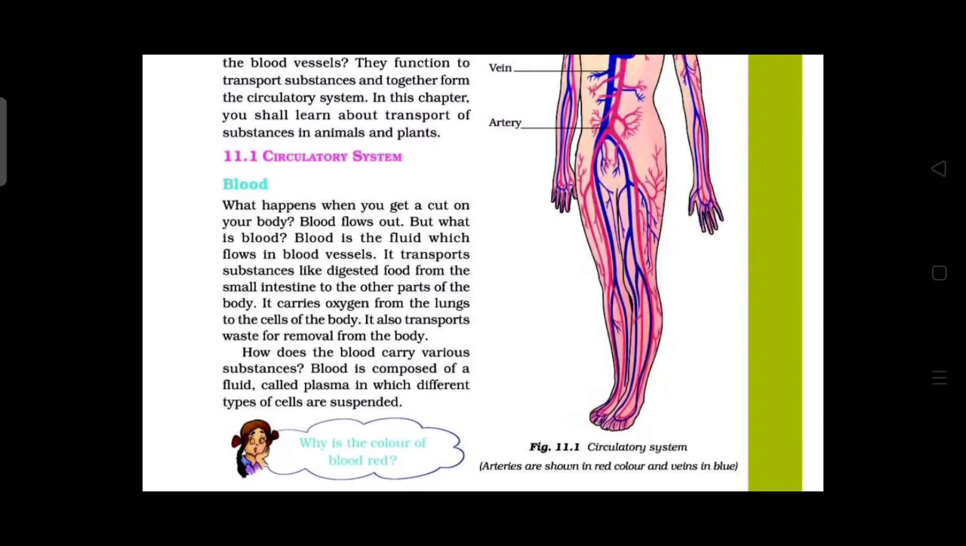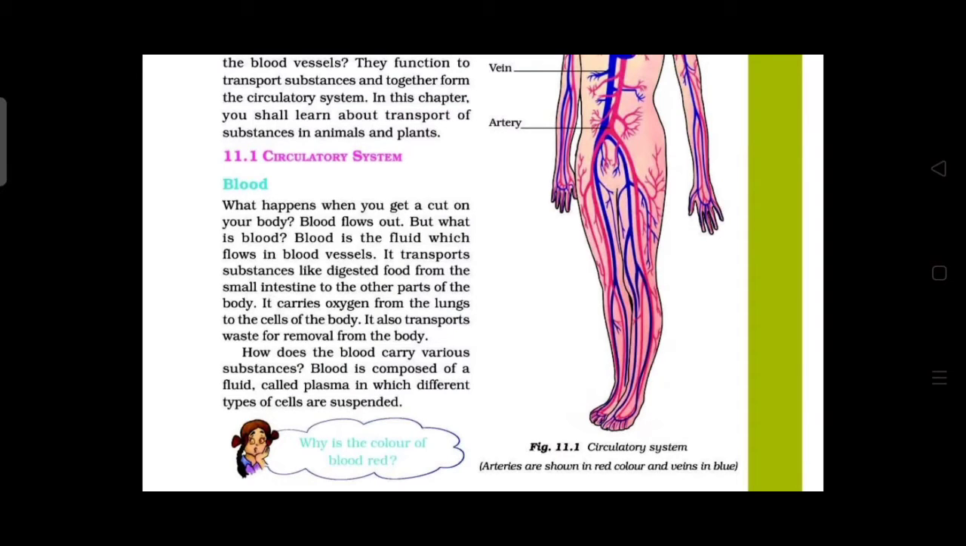Blood is composed of a fluid called plasma, in which different types of cells are suspended. Then red blood cells.